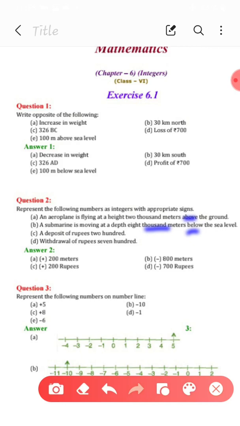Then again, a deposit of rupees 200. Deposit means add, so plus 200 rupees. Again, withdrawal of rupees 700. Withdrawal means taken out, so minus, so minus 700 rupees. Very easy, isn't it? Now let's move to question number 3.